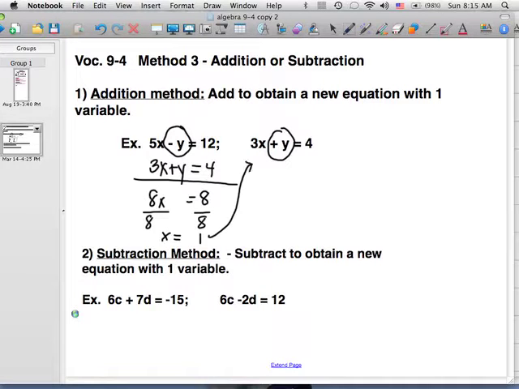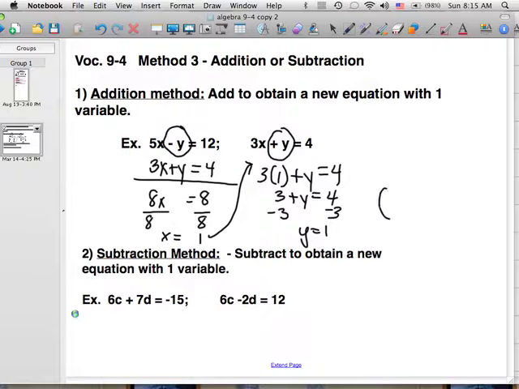And then we can plug it back into this equation. 3 times 1 plus y equals 4. 3 plus y equals 4. Subtract 3 from both sides, and we find out that y equals 1. So the ordered pair that is the solution to this, remember they're in alphabetical order, is 1, 1. So 1, 1 would solve both problems.